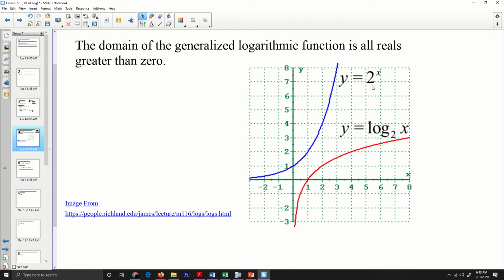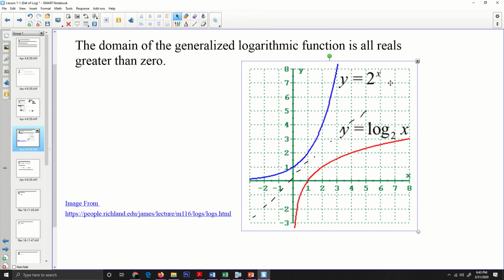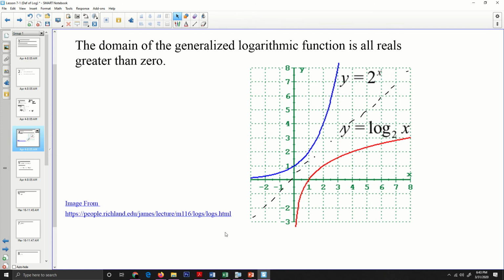So these two functions are inverses of each other, and we can see that because if we put in this line y equals x, and we fold it along that dotted line, the red and the blue curves would match up, and we'd get purple, but that's for art, I suppose.